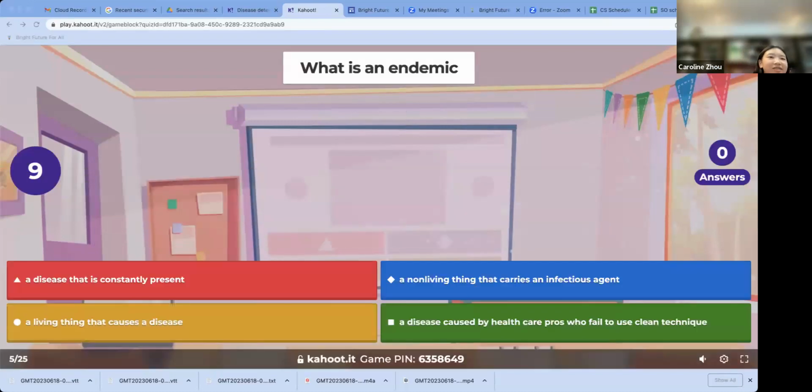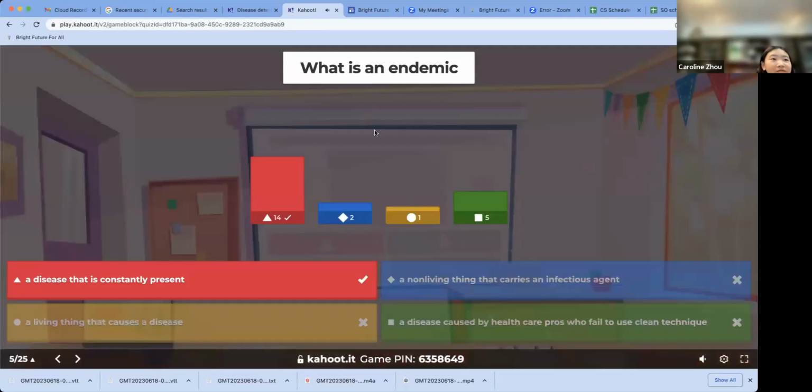What is an endemic disease? Yeah, it's a disease that is constantly present. I'm not going to tell you what the other ones mean because they will appear in later questions.